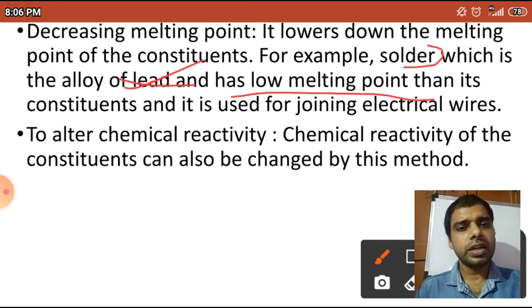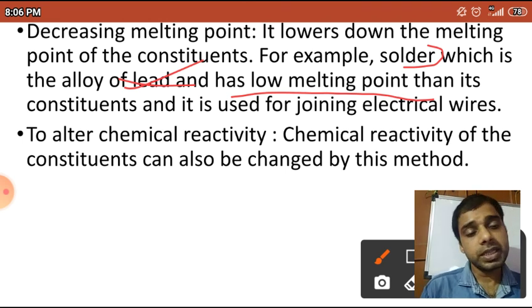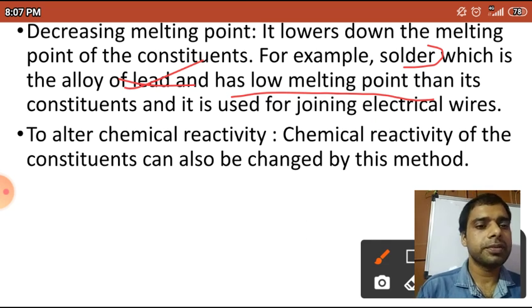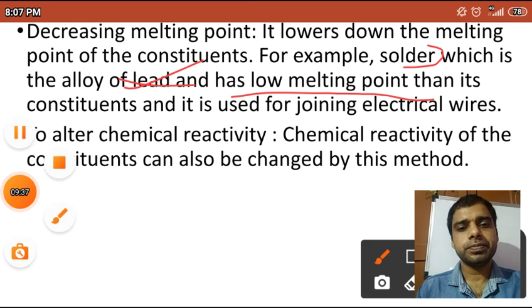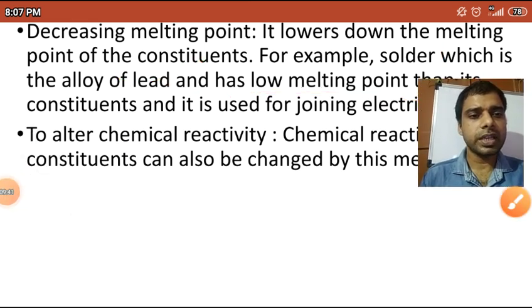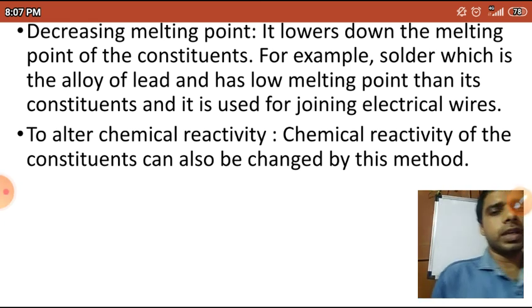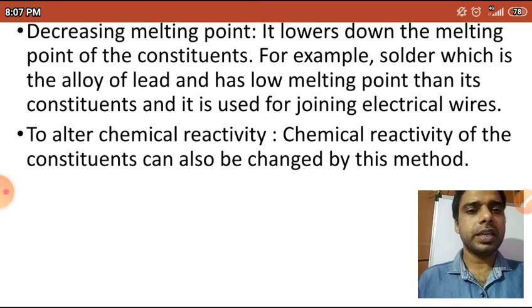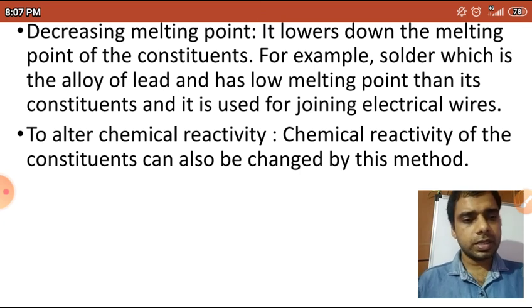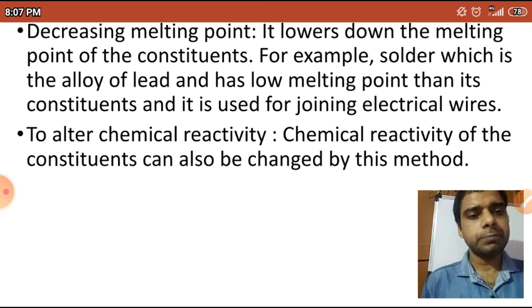Then after, to alter chemical reactivity. Yes, chemical reactivity can be enhanced, can be decreased also, by this alloy making. Okay, dear students, so we have discussed alloy making, and in this you should study the objectives of alloy making and the types of alloys. Okay, thank you.